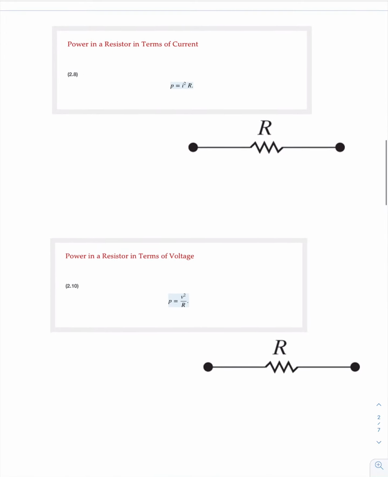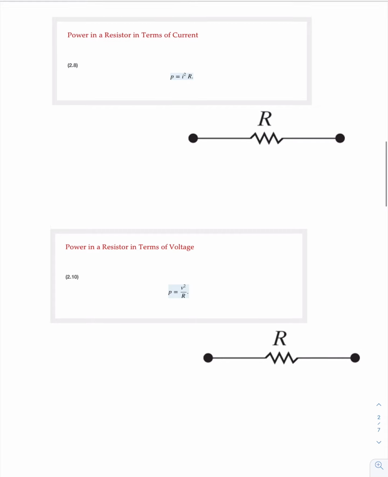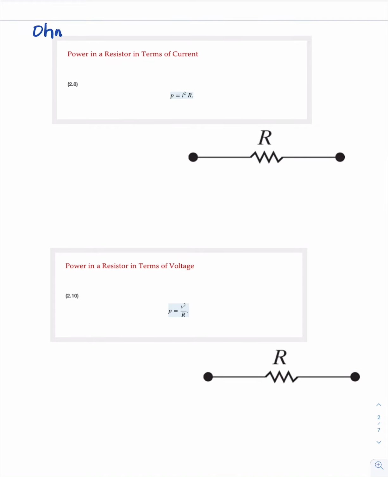All right, so we know that Ohm's law, let's restate it here, is V equals IR. Now, if we want to express Ohm's law in terms of current, to define current, we would say I is equal to V divided by R. Or in terms of voltage, V equals IR.